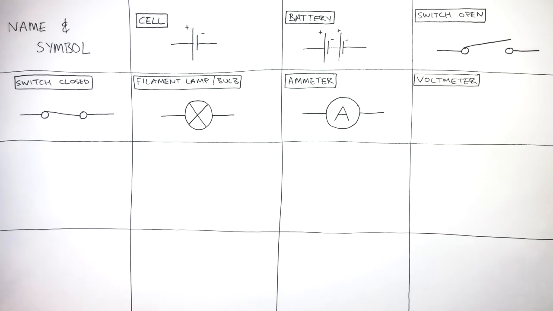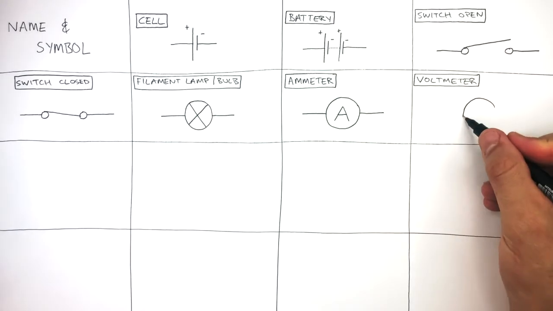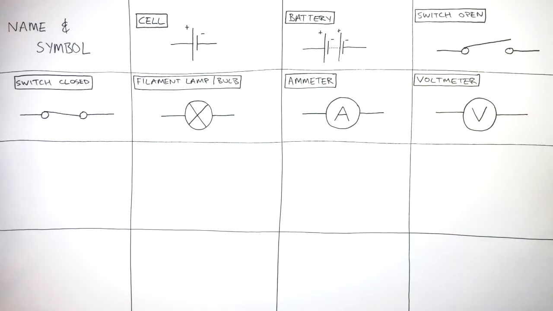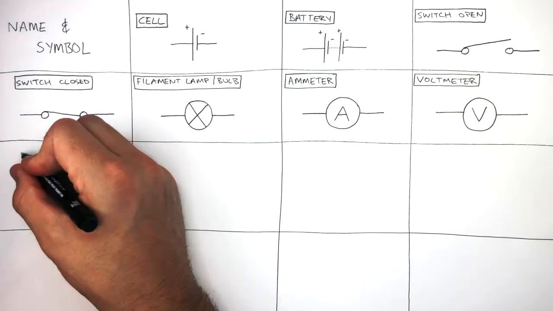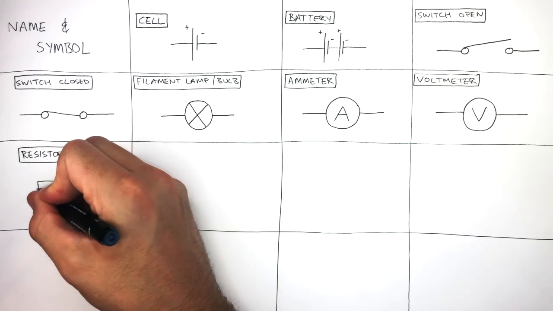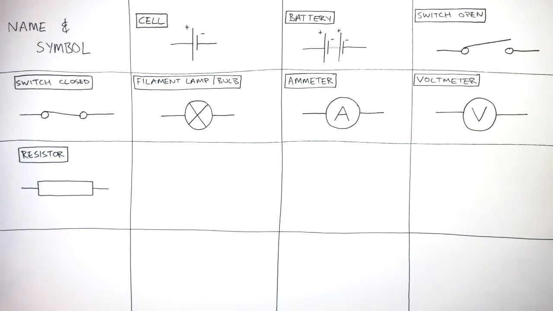The voltmeter can be recognized by drawing a circle with two lines coming out of it with a capital V in the middle. The voltmeter measures the potential difference in units of volts. The resistor can be recognized by drawing a long rectangle with lines coming out of it. The job of a resistor is to limit the flow of an electric current. The resistance does not change, it is fixed.